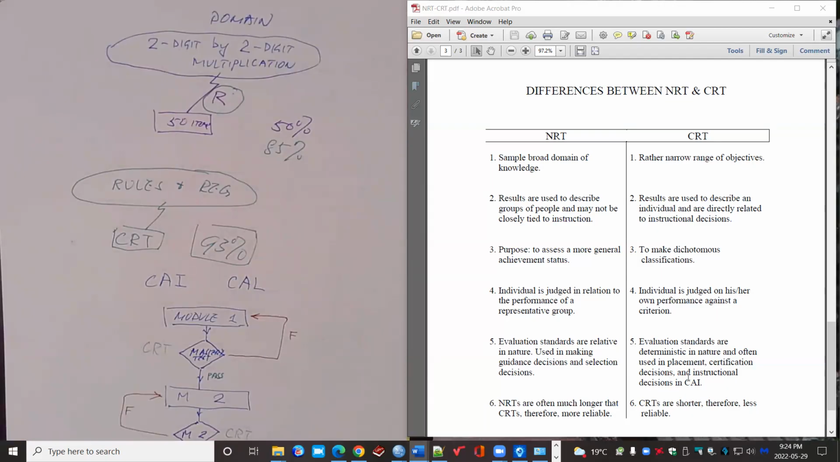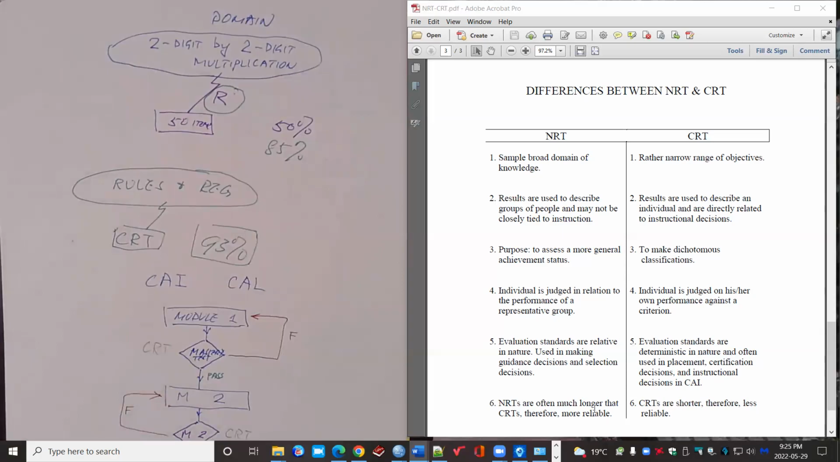CRT evaluation standards are deterministic, pass, fail. Remember dichotomous classification, pass, fail. Okay, and then a third one, admit. Okay, don't admit, that kind of thing. Scholarship, no scholarship. So evaluation standards are deterministic in nature and often used in placement, certification like driver's license, certification decisions, and instructional decisions in CAI or CAL.